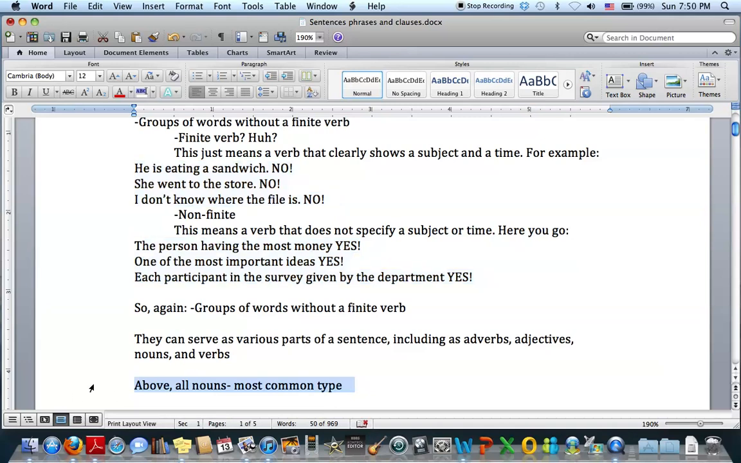And what we're looking at right here is this. The ones above that are phrases actually are all a specific type of phrase. They are noun phrases. And let's take a look at exactly what that means.